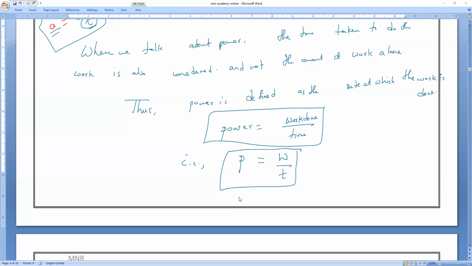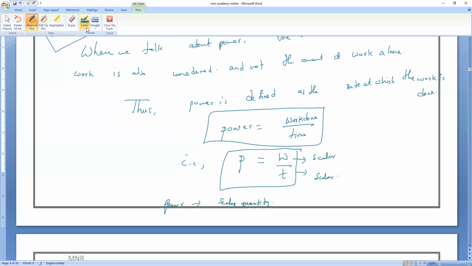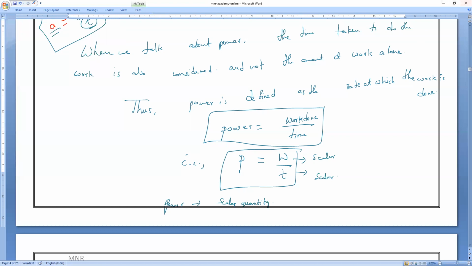Work done is a scalar quantity. Time is also a scalar quantity. So scalar and scalar, power is also what quantity? Speak loudly. Power is also a scalar quantity. Write it: power is a scalar quantity. Any doubt? Ask me. Understanding, all of you?